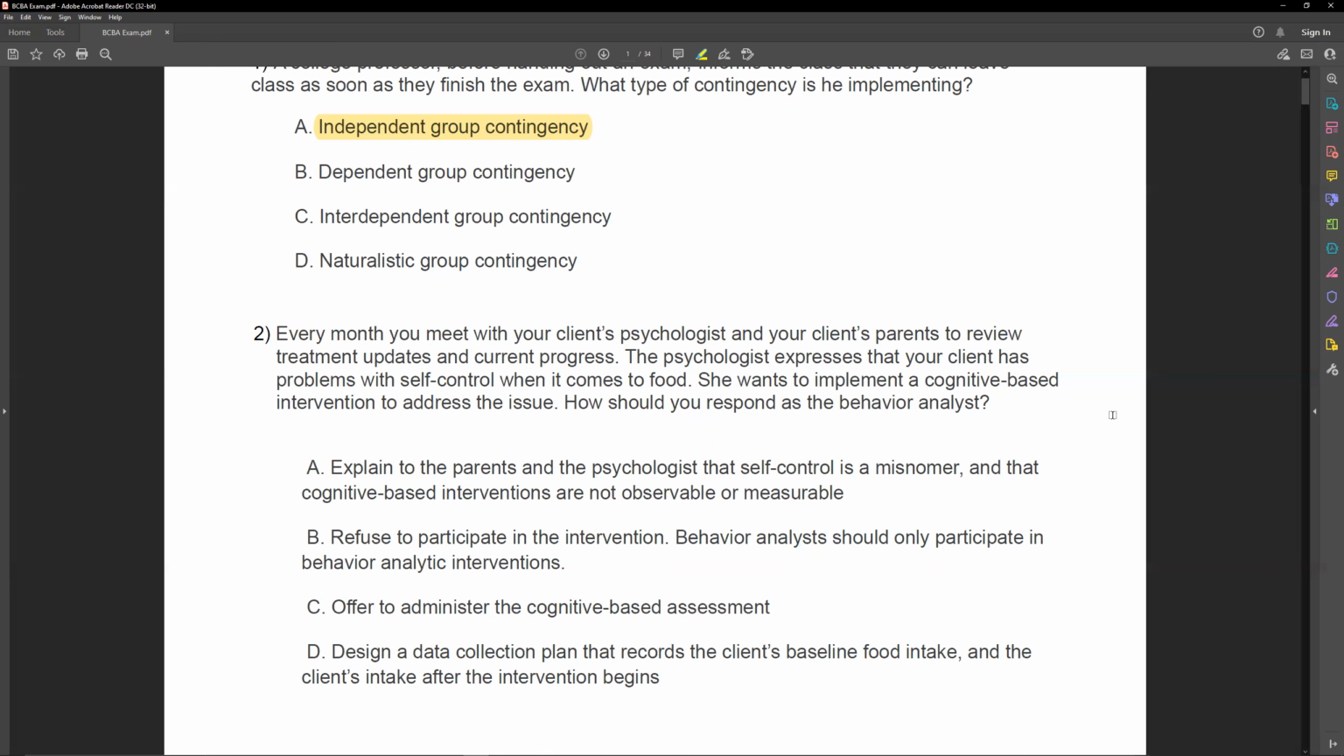Yes, this is a great way to support the psychologist, support the intervention, support the client. We're going to collect data on things we can observe and measure, like food intake and not self-control. And then we're going to compare our baseline to the intake after the psychologist's intervention begins. That way we can make data-driven decisions about this cognitive-based intervention, because maybe the intervention is a huge success, which is great. If it's not a success, at least we have data to back that up.